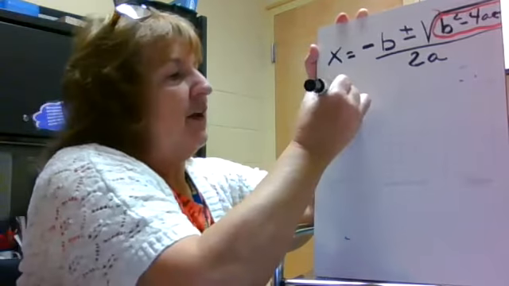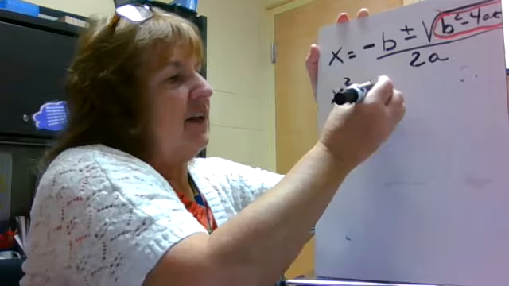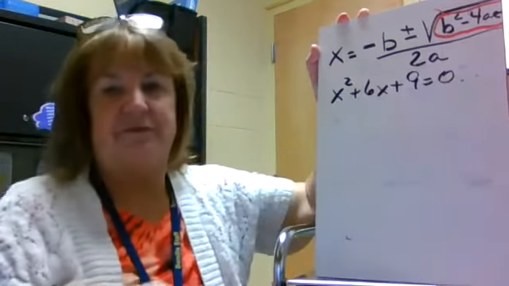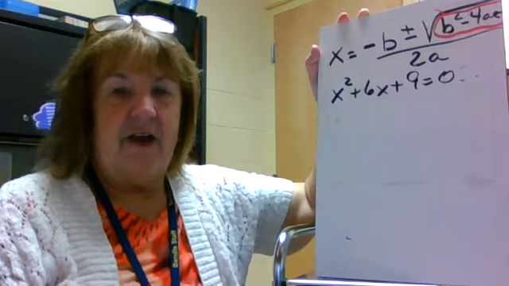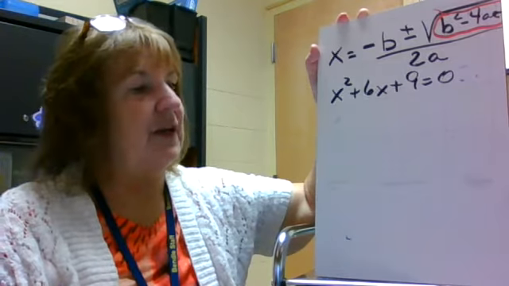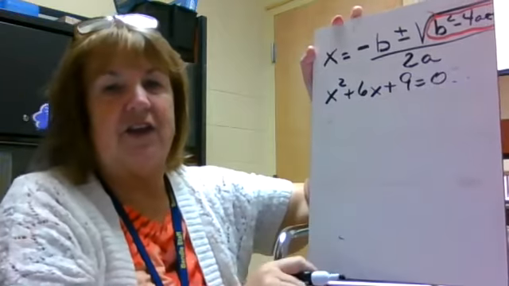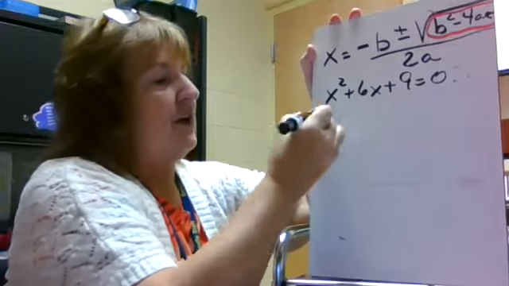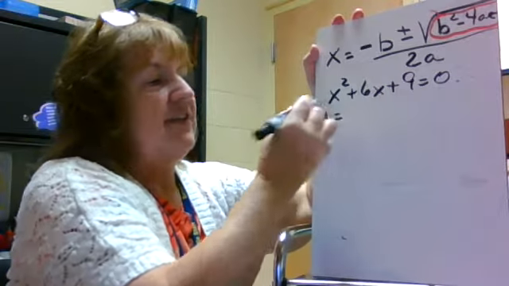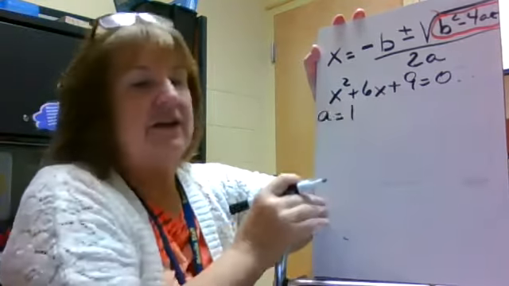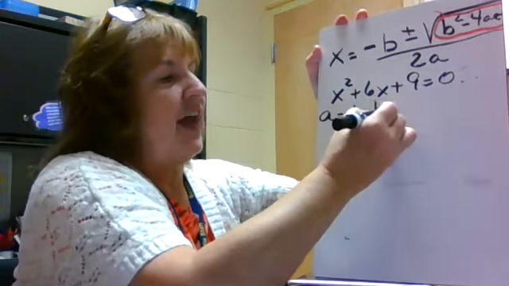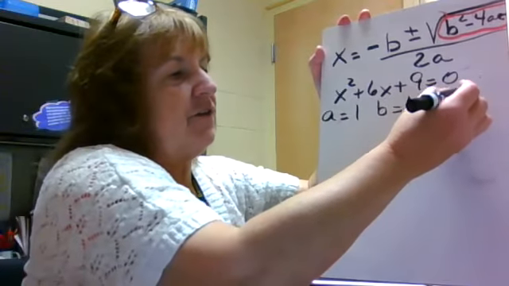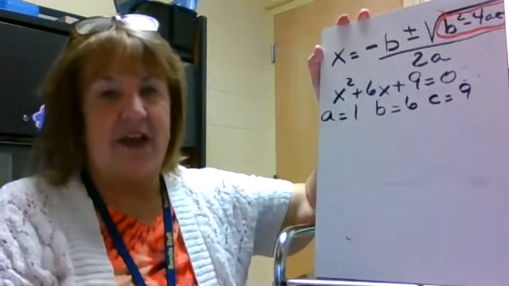X squared plus 6x plus 9 equals 0. All right, the first thing you do is double check and make sure that the equation is equal to 0, and it is, so we're okay. So write down what your letters are. A is the number next to the x squared, so it's 1. B is the number next to the x, so it is 6. And C is the number that's by itself, so it's 9. Again, being careful with negative signs.